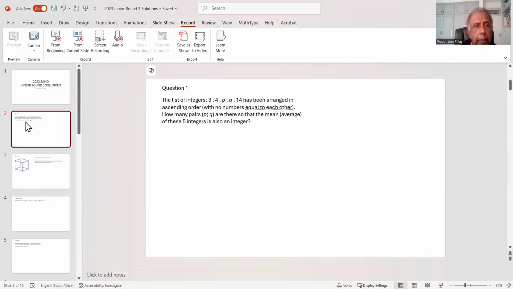In this problem, it is said that the list of integers 3, 4, P, Q, 14 has been arranged in ascending order, which means that each one of these is smaller than the next one, and no numbers are equal. So just bear that in mind, no two of these numbers are the same. And the question is, how many pairs are there so that the average of these 5 integers is also an integer? So the issue is about finding the average of these 5 numbers.